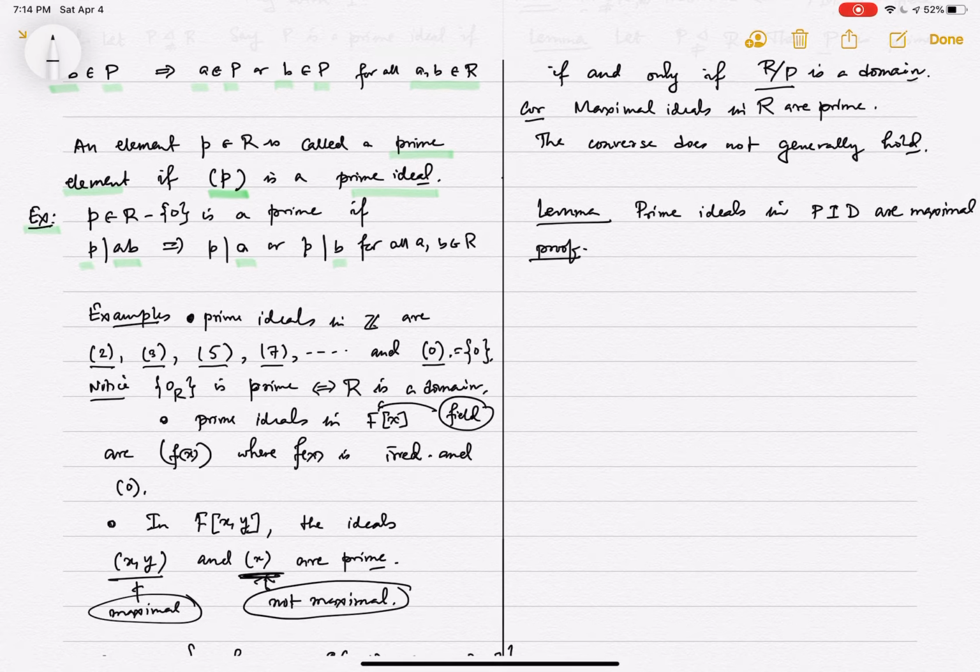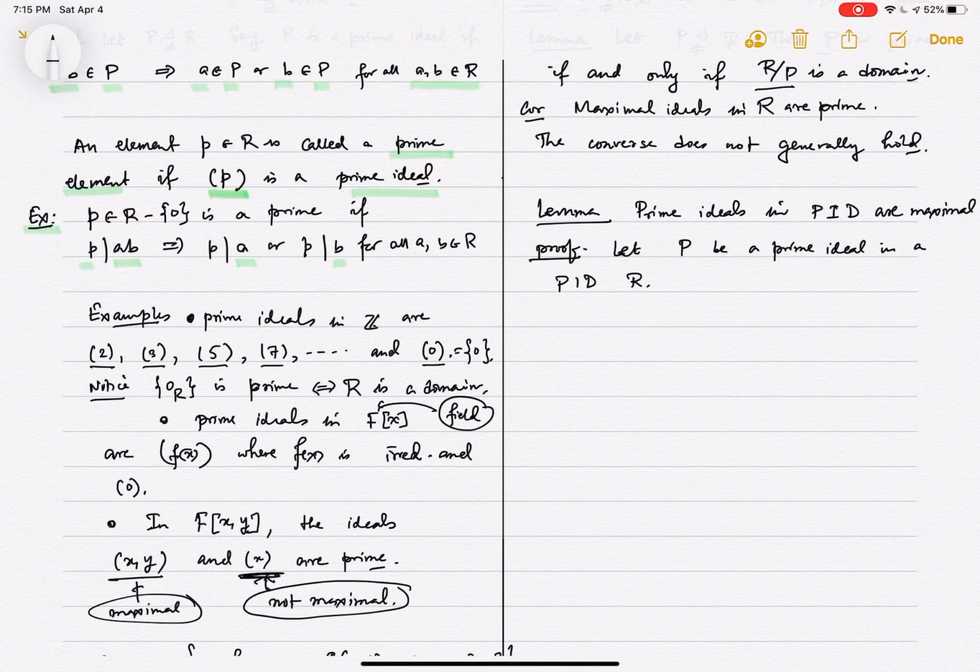And then we'll actually start studying principal ideal domains. So let P be a prime ideal in a PID R. And I want to show that it's a maximal ideal.